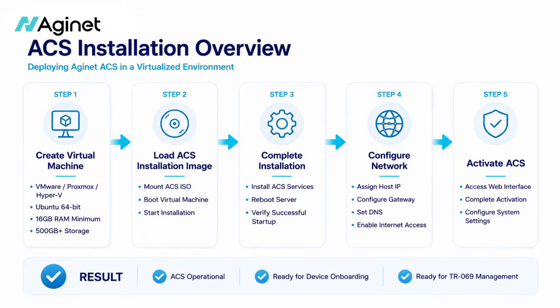We recommend 16 gigs of RAM as minimum, and 500 gigs of storage. This is only if you're a very large customer. You could start off with 50 or 100 gigs. Just load the ACS into your platform, with a downloaded ISO file, which you can download from our platform once you've registered.